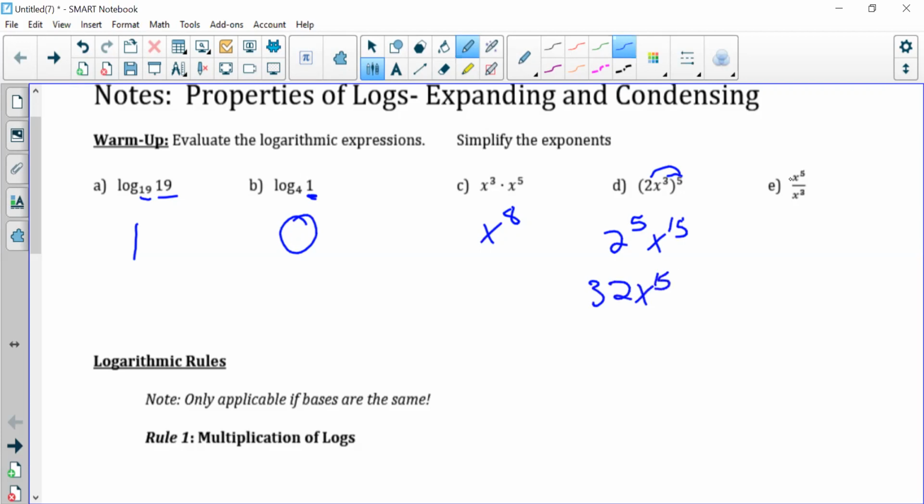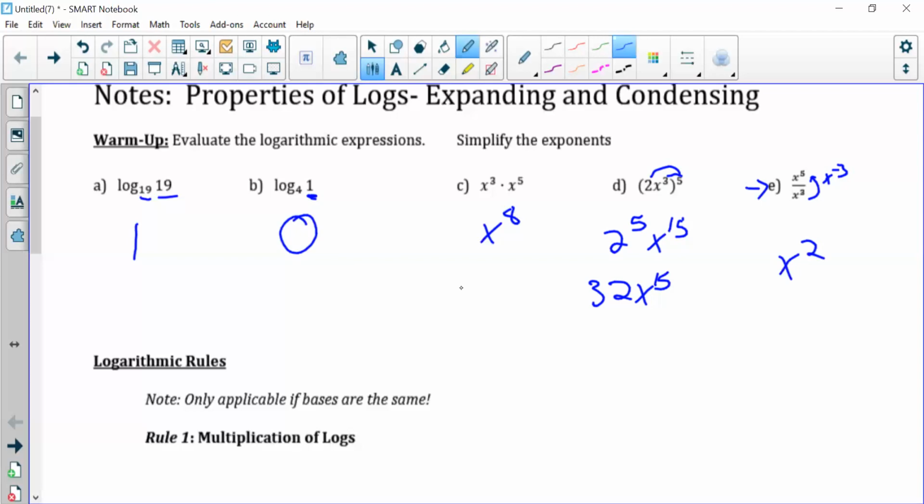All right, E. Remember our quotient rule, which says we take the big number minus the small number, or if you want to think about it this way, we flip this up to the top, and this becomes x to the negative third, and then we combine. Either way you want to think about it, we're going to end up with x squared.